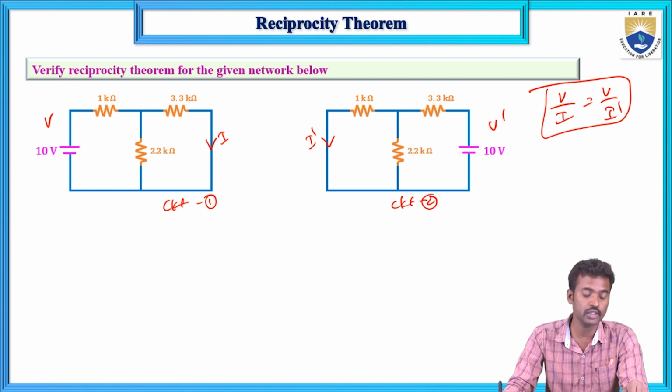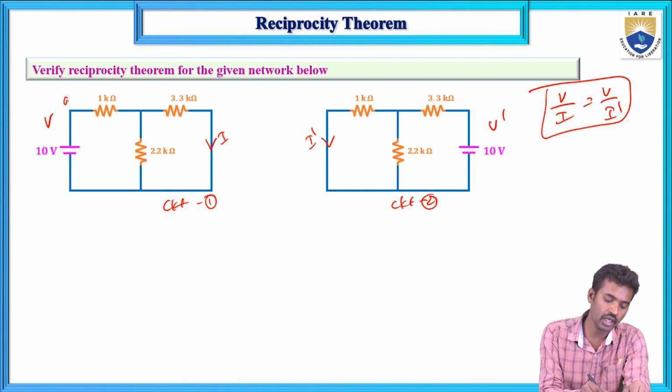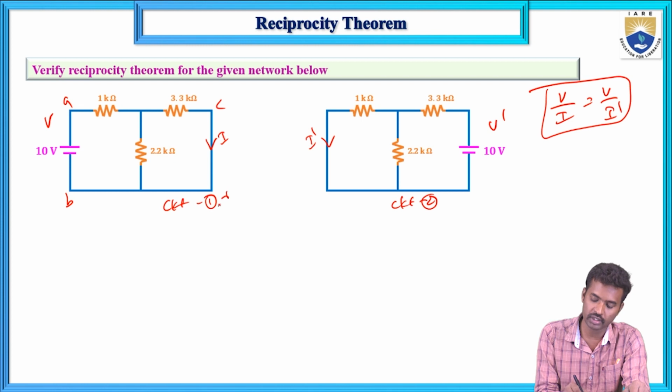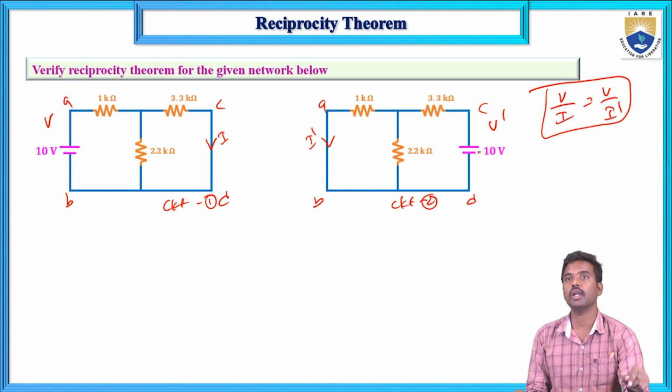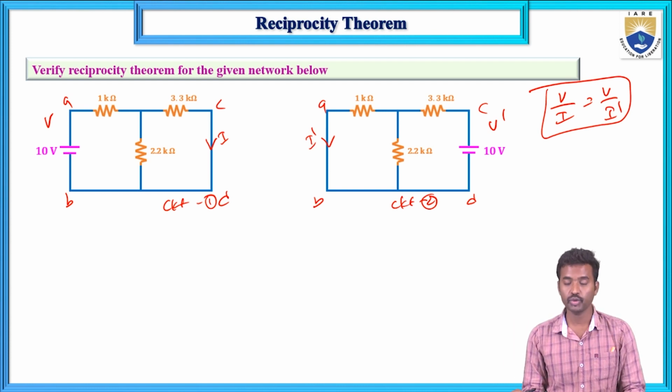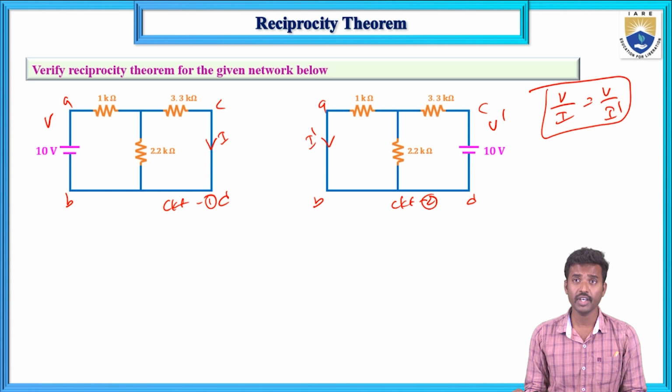Here the source is 10 volts. The excitation is 10 volts and the response we need to calculate, that is I. This is A and this is B, this is C and this is D, this is A, B, C, D. Now interchange the excitation position and response position. Then calculate the response of circuit 1 and circuit 2.